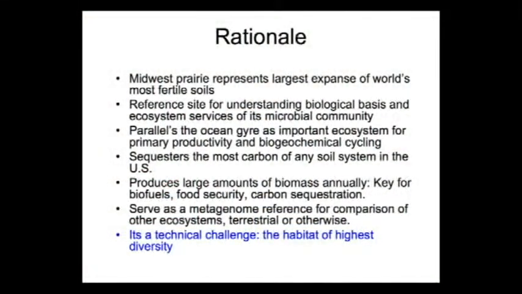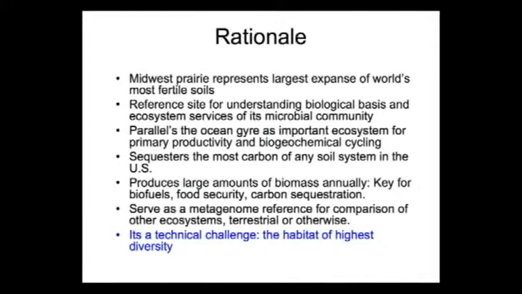So the rationale for this. The Midwest Prairie represents the largest expanse of the world's most fertile soils. It's a reference site for understanding the biological basis of ecosystem services of microbial communities. Since a lot of work has been focused on the ocean, this is the comparable terrestrial system.